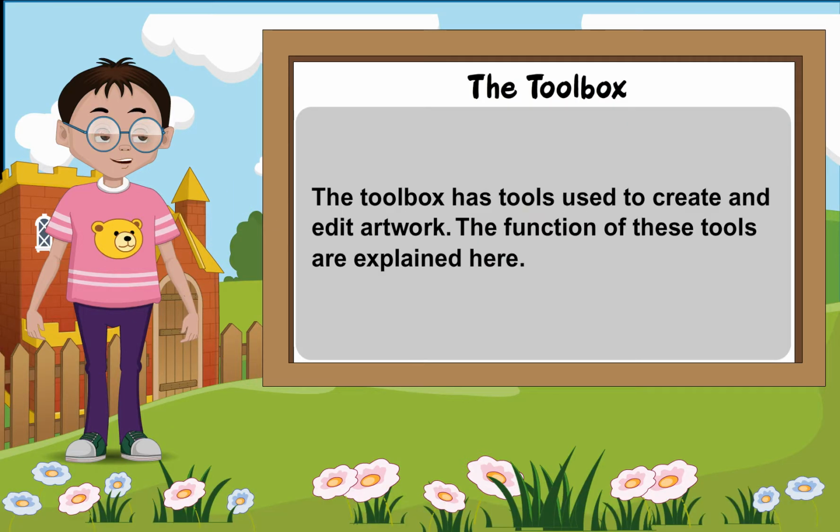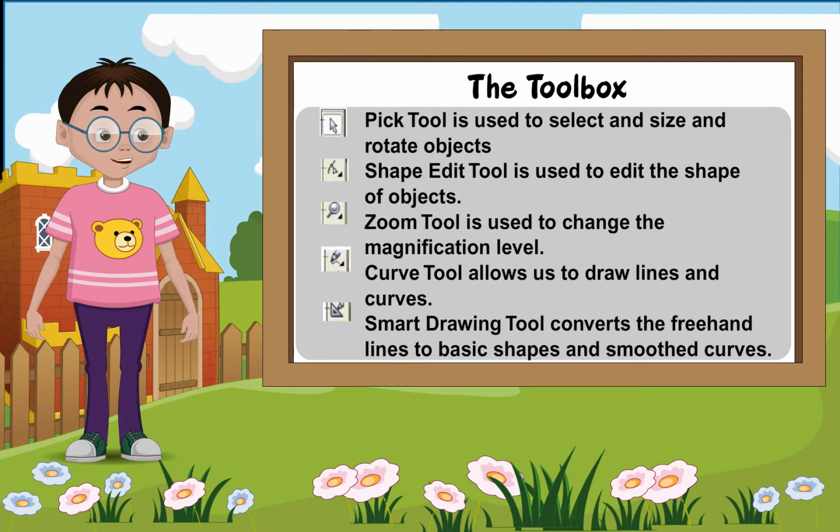The Toolbox. The Toolbox has tools used to create and edit artwork. The functions of these tools are explained here. Pick tool is used to select, size and rotate objects. Shape Edit tool is used to edit the shape of objects. Zoom tool is used to change the magnification level. Curve tool allows us to draw lines and curves.